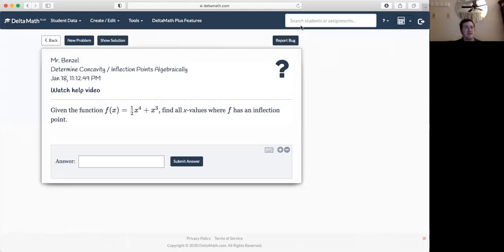All right, ladies and gentlemen, the first type of exercise that we're going to do is determining concavity and inflection points algebraically. The main idea on these is that you want to first take the second derivative and set it equal to 0, and then make a sign chart with the second derivative.